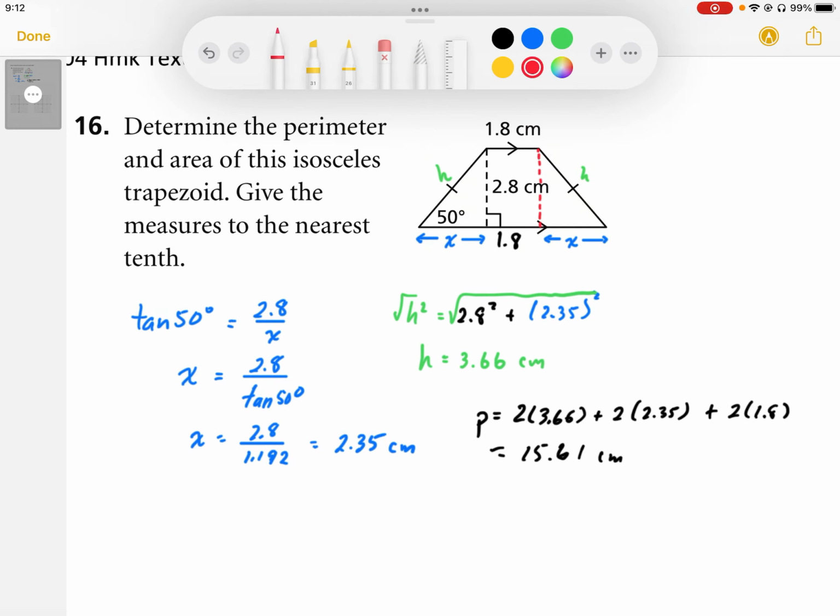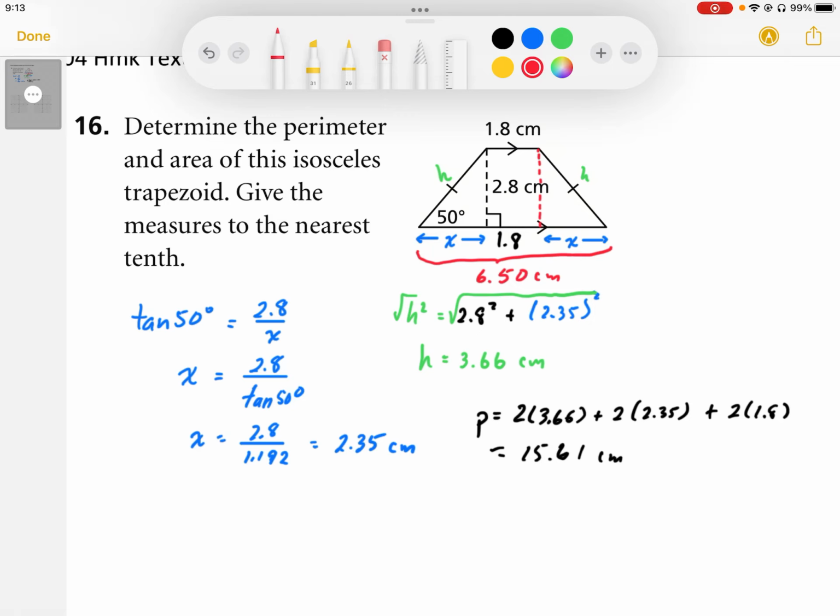For the area, we want the perpendicular height and the length. So basically we're going to take this length along the horizontal. That length along the horizontal is going to be 2 times 2.35 plus 1.8. So it's going to give us 6.499, which we'll round to 6.50. That will be the horizontal.